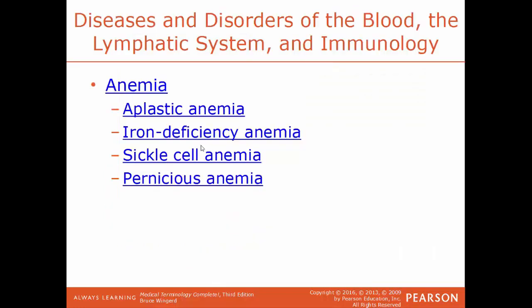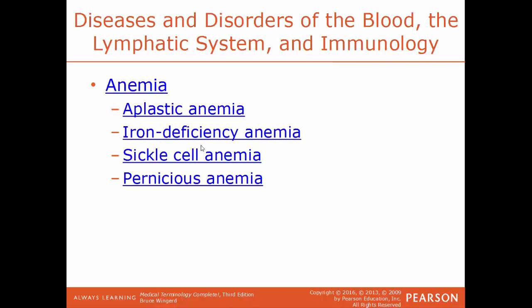All the terms listed here deal with different kinds of anemia. The general definition of anemia is a deficiency of red blood cells, or of hemoglobin in the blood, which will lead to the person being very, very pale, or very, very fatigued. But there are multiple kinds of anemia.